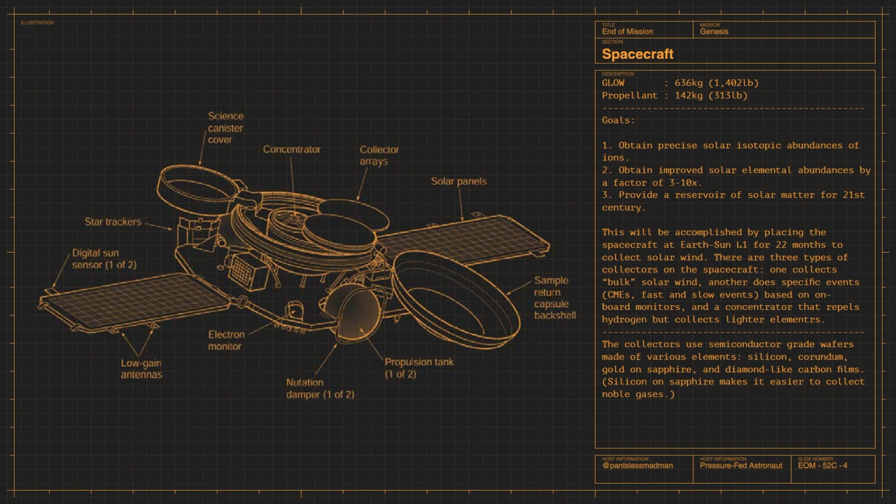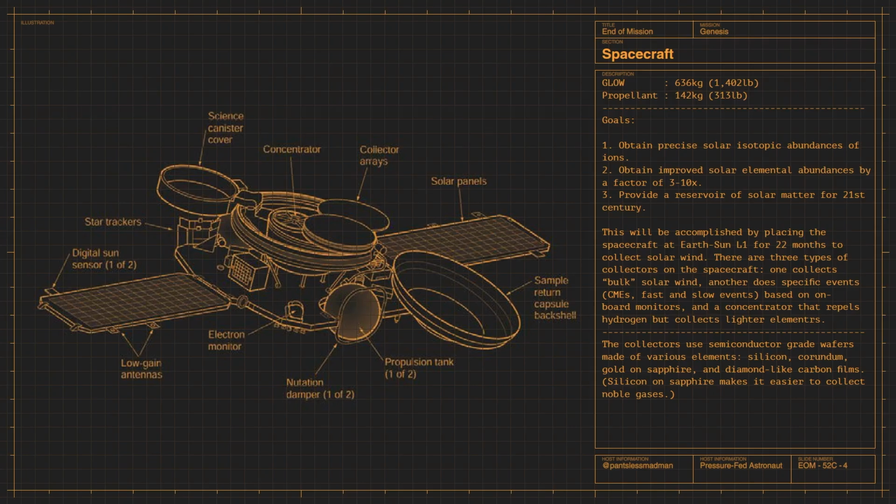Okay. So this will be accomplished by placing the spacecraft at Earth's Sun L1 for 22 months to collect solar wind. Now, there's 4 big plates of collector arrays here. And they're going to collect bulk solar wind. They're going to do specific events of solar wind, like coronal mass ejections, which are fast and slow.